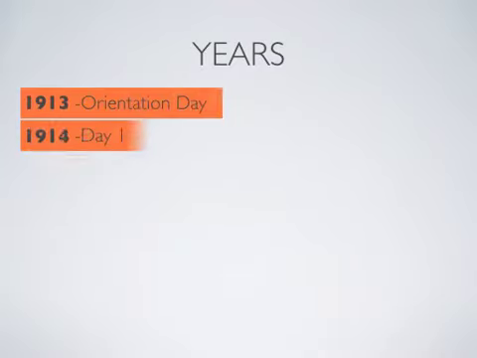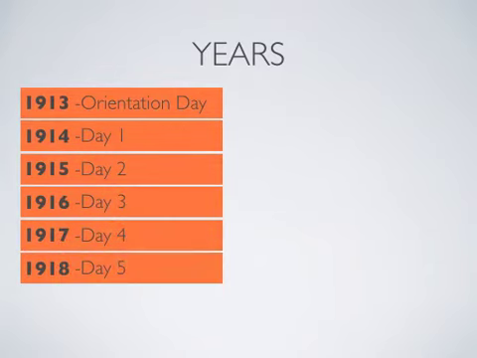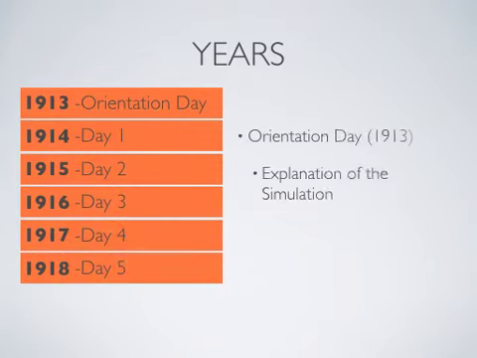Each day is a year. The first day, which is 1913, is the orientation day. That is when we will explain how the simulation works. Days 1, 2, 3, 4, and 5 represent the years 1914 to 1918.